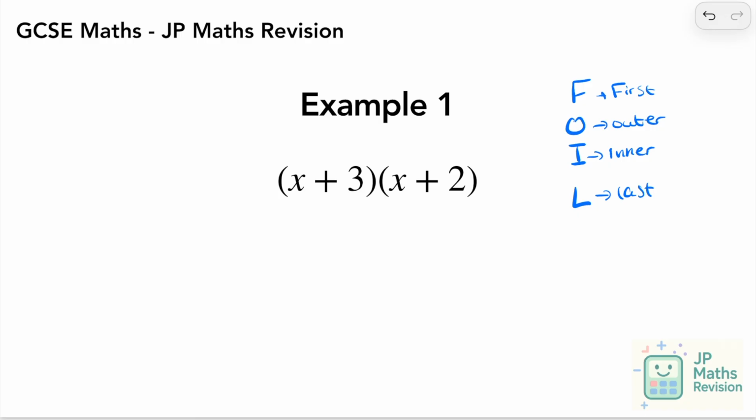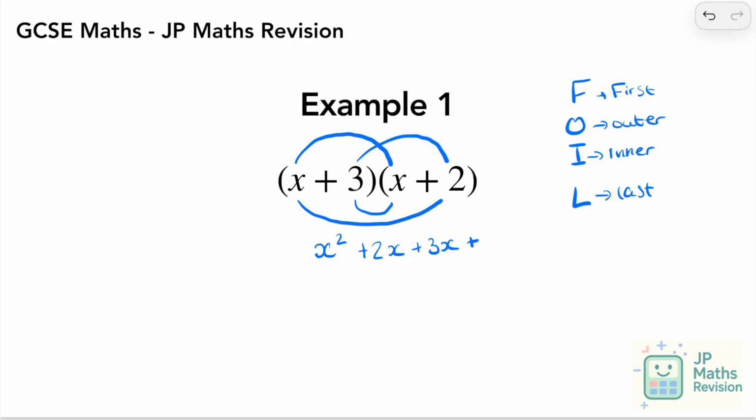Okay, so what that actually means is you first have to multiply the first terms in each of the brackets by each other. So you're going to do x times x, which is x squared. Then you're going to do the outer terms, so these terms. So you're going to do x times 2, which is 2x. Then you're going to do the inner terms. So the inner terms are these two terms, so 3 times x, which is 3x. And then the last term, you're going to do 3 times 2. So 3 times 2 is 6.